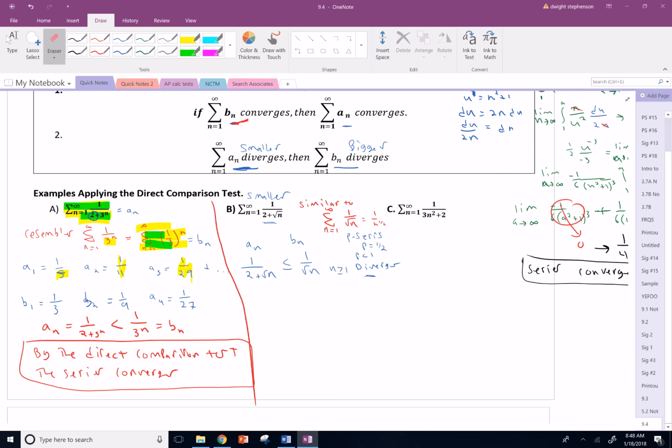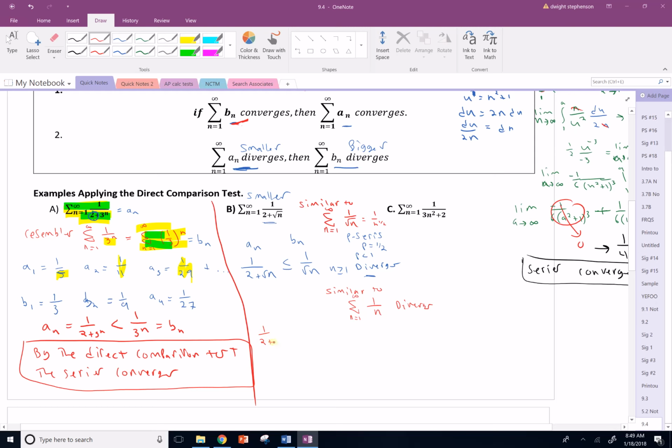So instead, we can choose a different p series. Let's try the harmonic series, 1 over n, right, which also diverges, right? 1 over n diverges. Can we show that 1 over n will always be smaller than 1 over 2 plus square root of n, right? So let's try it.